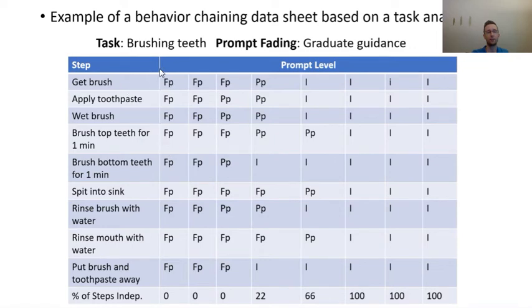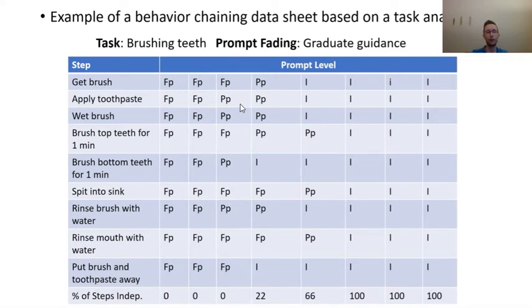And so on trial 1, this is trial 1, trial 2, trial 3, trial 4. Trial 1, when the chain was implemented with graduated guidance, the learner needed a full physical prompt to get their brush. They needed a full physical prompt to put their brush and toothpaste away, and so forth. So all physical prompts were used for all responses in the chain to begin with, so 0% were completed independently. Same for the second trial.